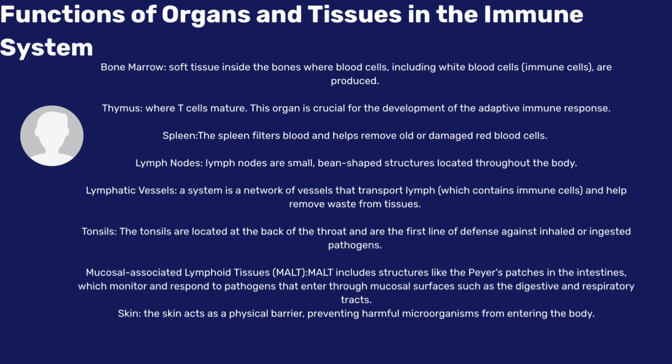Lymph nodes. The lymph nodes are small, bean-shaped structures located throughout the body, especially in the neck, armpits, and groin. They filter lymph and trap pathogens where immune cells can attack them.